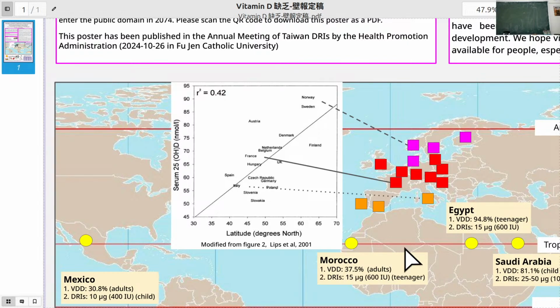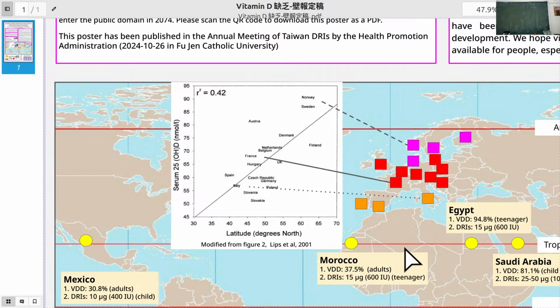And from the reference list, et al. means other authors published these research results in the year 2001. Okay, I will modify this figure from here. Why? Theoretically, people in Finland, Norway, and Sweden live very far north, and they are lacking enough sunlight exposure. Yet serum vitamin D is higher than in the others.